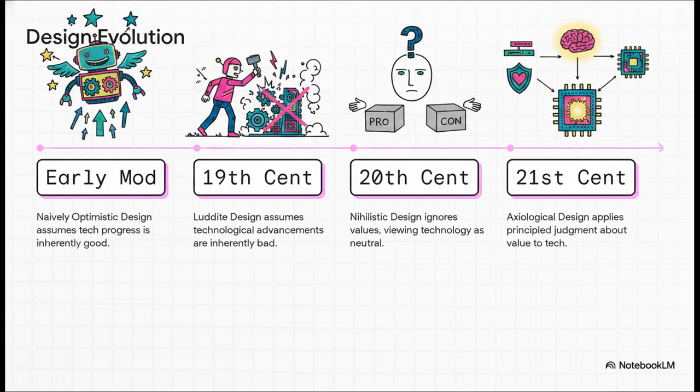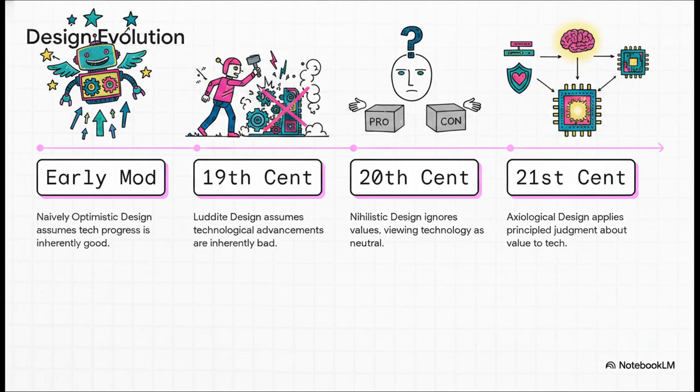So, how has our approach to creating this habitat changed? Well, in the early modern era, we used naively optimistic design, just assuming all tech progress was inherently good. In the 19th century, we saw heavy backlash with Luddite design, where people literally tried to smash the machines because they assumed tech was inherently bad. But throughout the 20th century, we settled into what the text calls nihilistic design. This is the current, dominant, and dangerous era where we ignore values entirely, falsely claiming tech is just neutral.